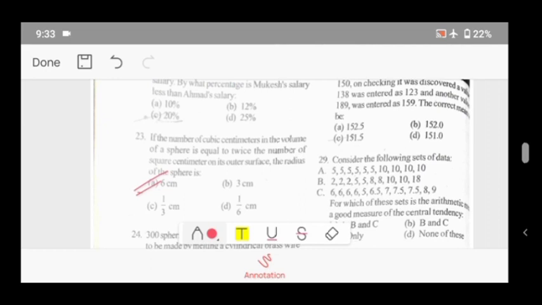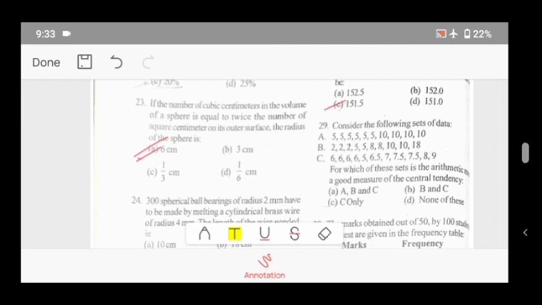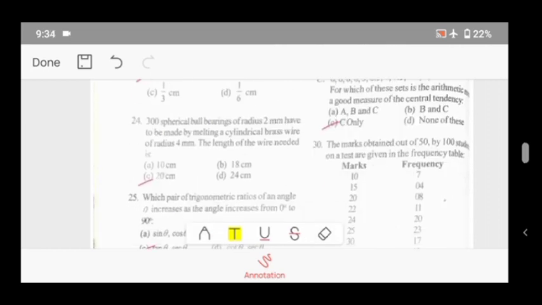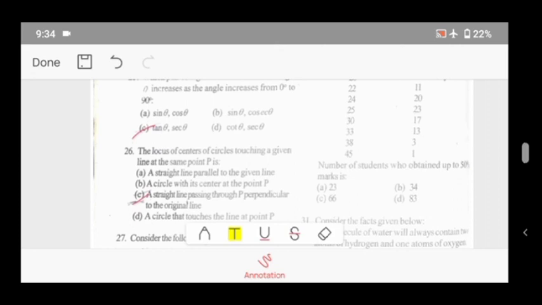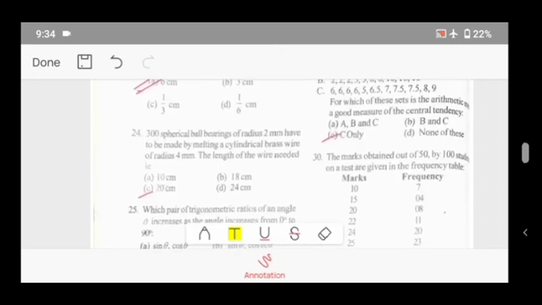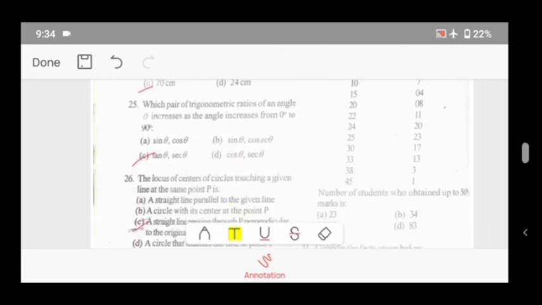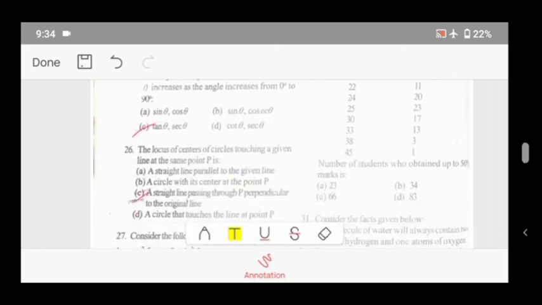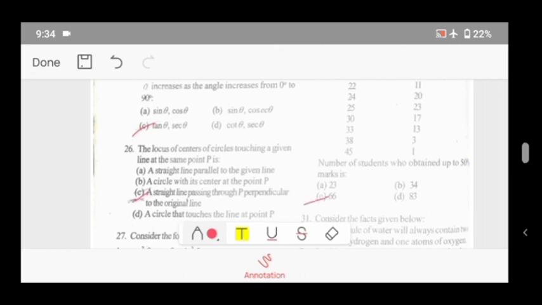So the answer will be C. Okay. Consider the following sets of data. From this you have to solve the problem, and the answer will be C1. Okay. Then this is also the same: the marks obtained by 50 and 100 students in a test, given the frequency table, the number of students who obtained up to 15 marks. So the answer of this question is C. Which one? C.